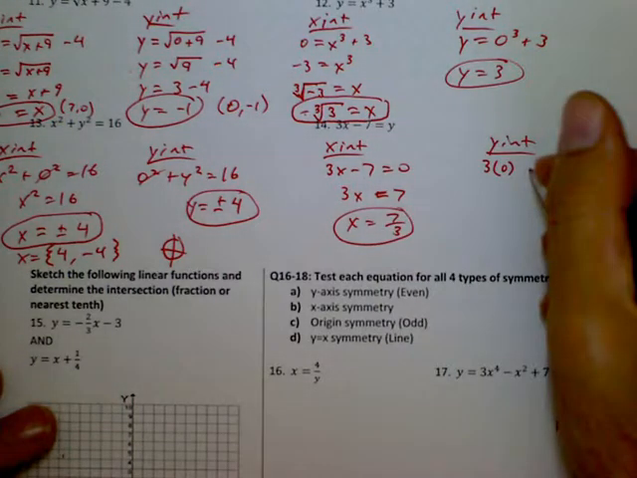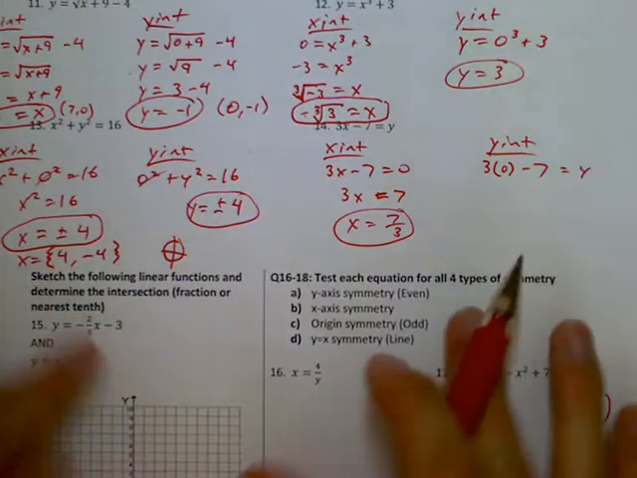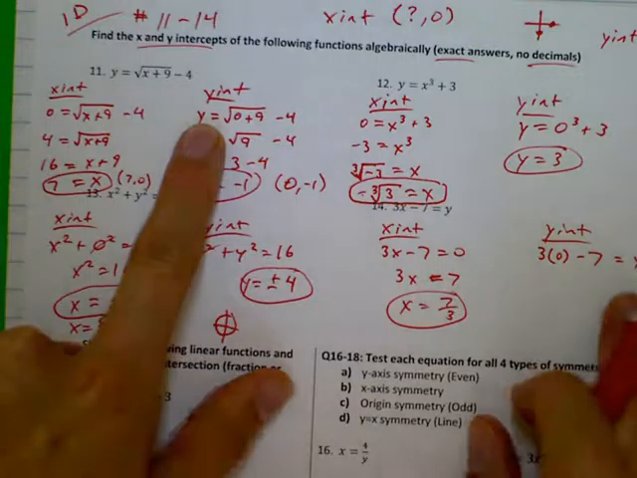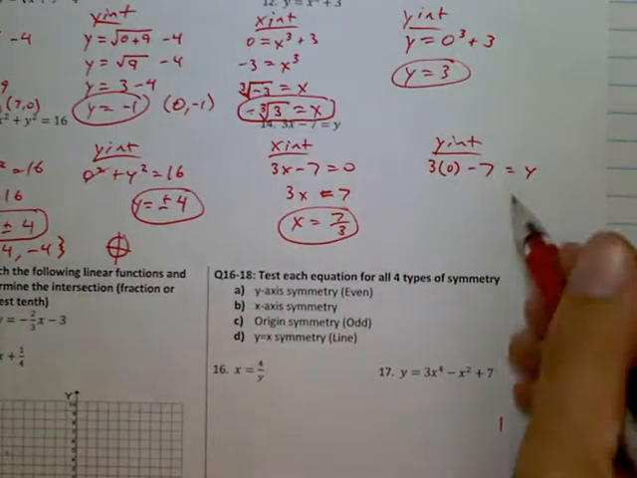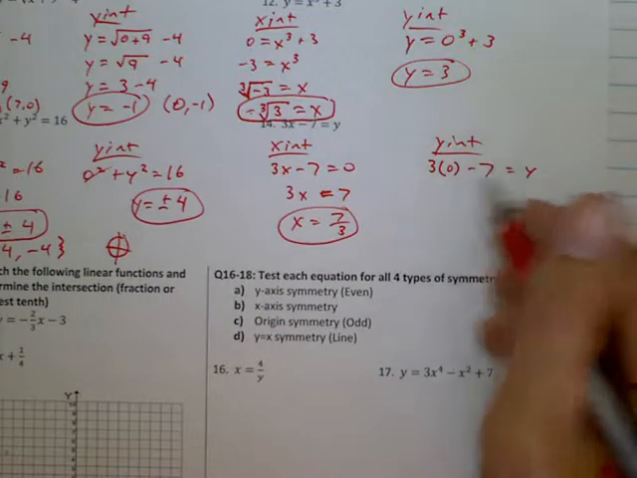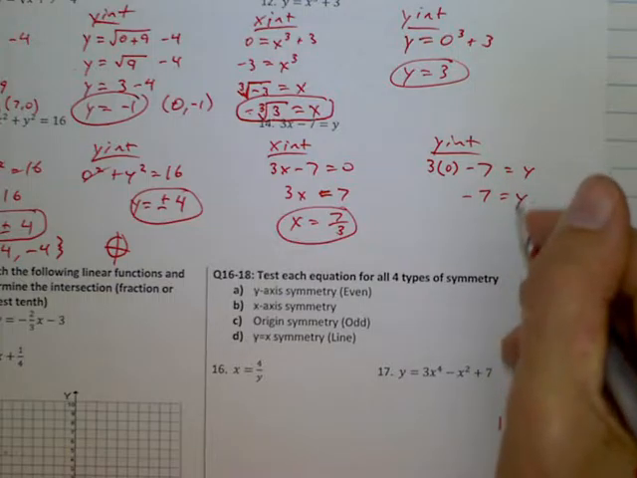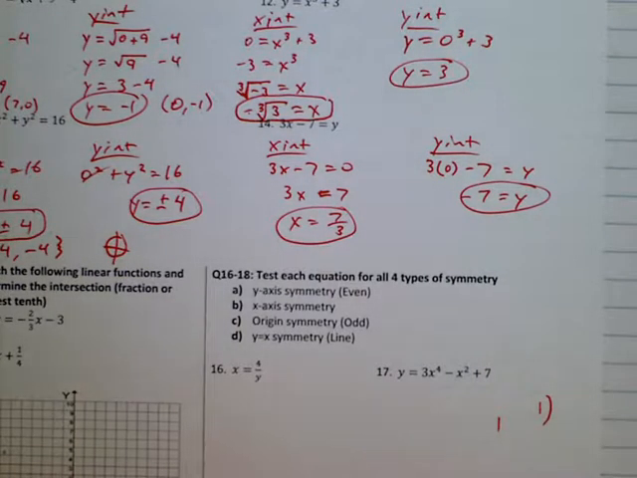3 times 0 minus 7 equals y. Again, much like we saw in number 11, the y is already by itself. We don't have to get the y by itself. We just need to simplify this other side. So 3 times 0 is 0. 0 minus 7 is negative 7. Negative 7 equals y. And that is the end of section 1D.